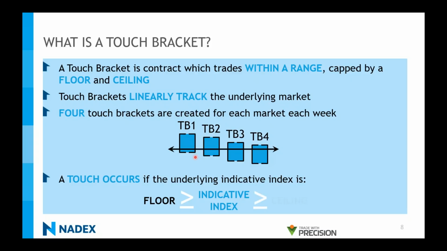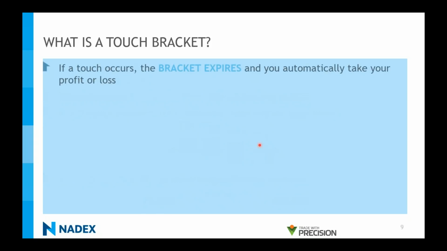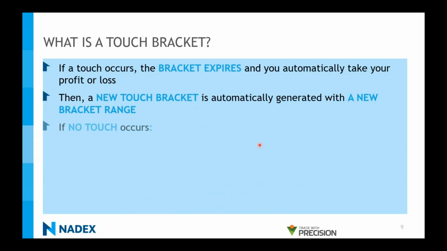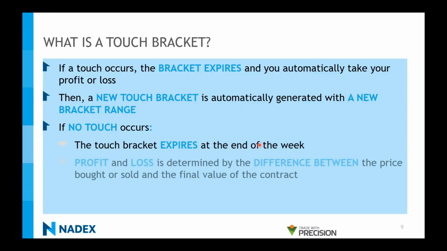The same thing is of course true if price touches the ceiling. Price moves a little bit higher here and touches the ceiling of TB4, and then this touch criterion is met. So what happens if we have this touch? Well, if a touch occurs, the bracket expires, it's gone.